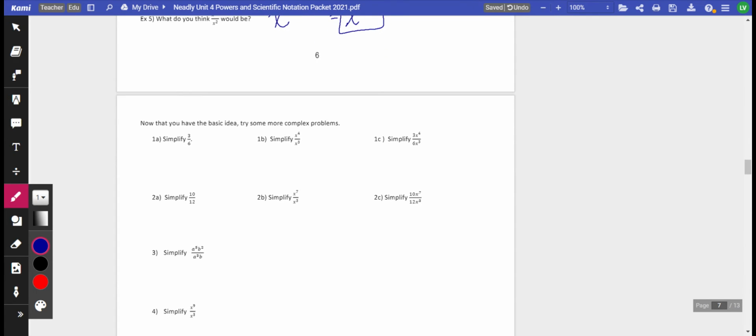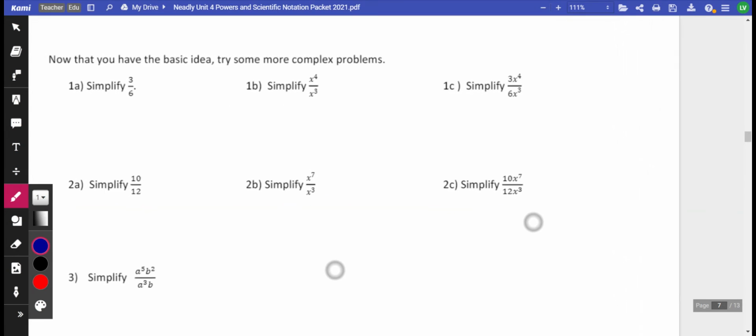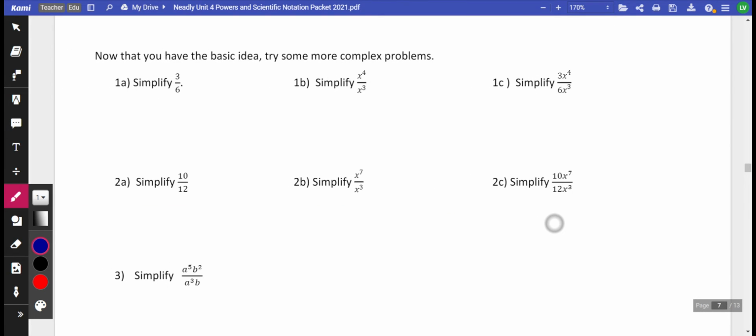So now that we have the basic idea, let's try some more complex problems. We're going to simplify 3/6. Well, 3/6 simplifies down to 1/2. x to the 4th divided by x to the 3rd, so that's x to the 4th minus 3, x to the 1st. Then we have 3x to the 4th divided by 6x to the 3rd.